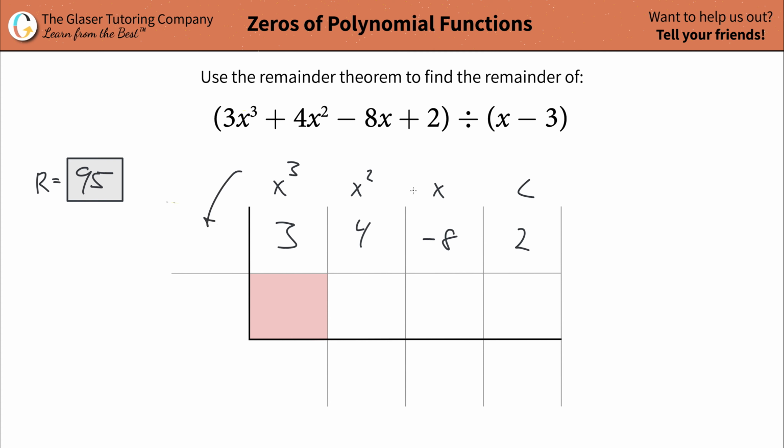Then, to find the value that goes on the outside of the table, you're simply going to take your divisor, set that equal to 0, and solve it for x. Interesting, right? Interesting, because this is the same method we employed before, right?